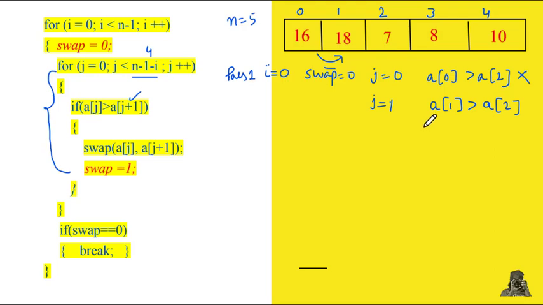So now after this condition, we will get the array like this: 16, 7, 18, 8 and 10. And swap's value will be set to 1. Now move to the next jth value, because j will be incremented after this statement. j has been updated, so j is equal to 2, which is less than 4. So we will execute this iteration also.